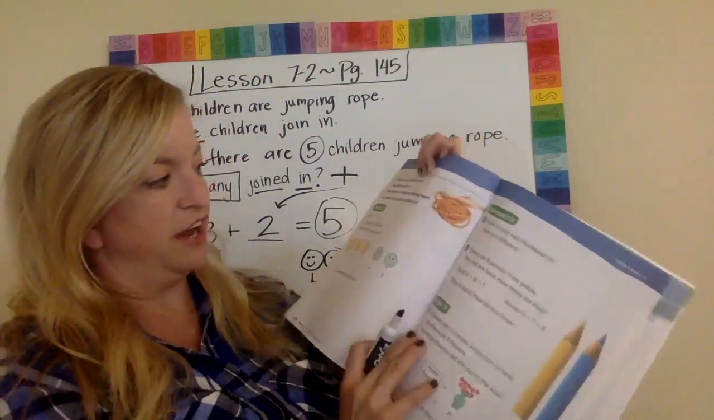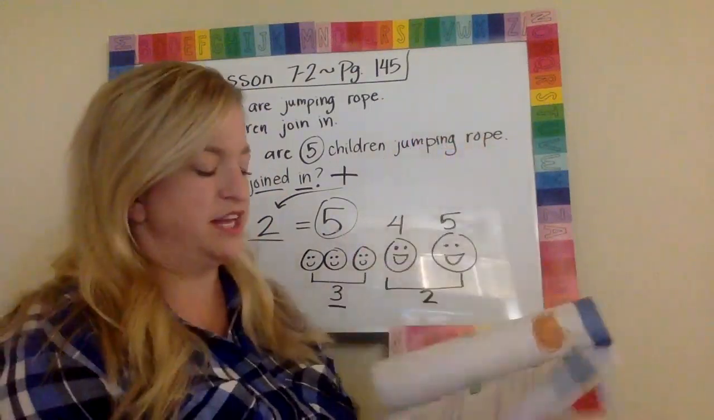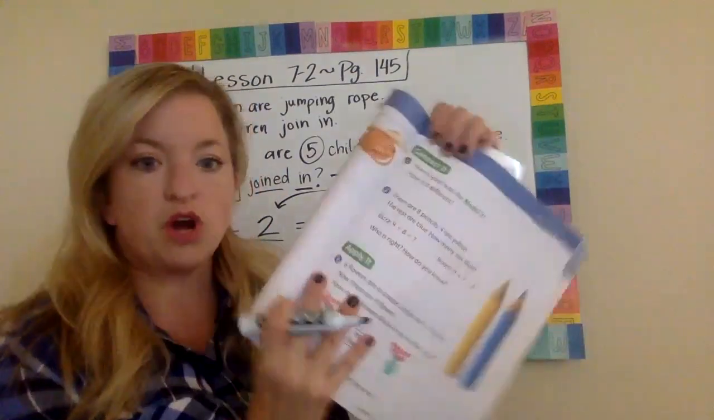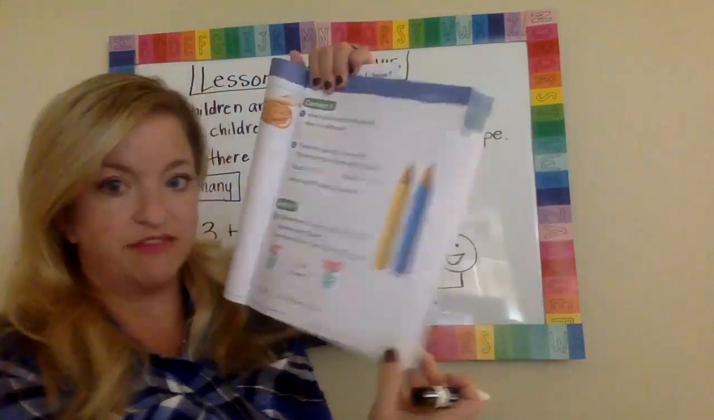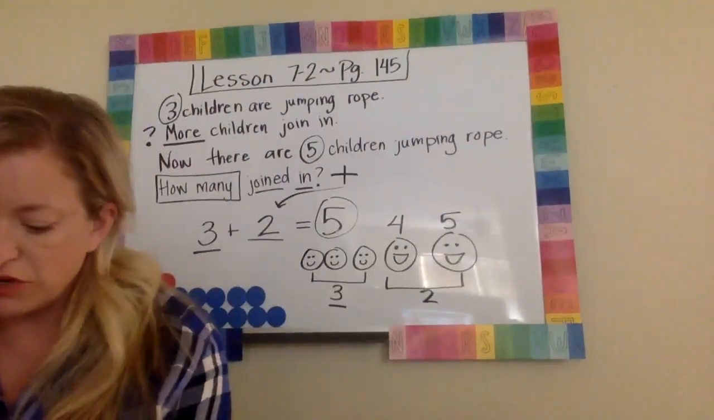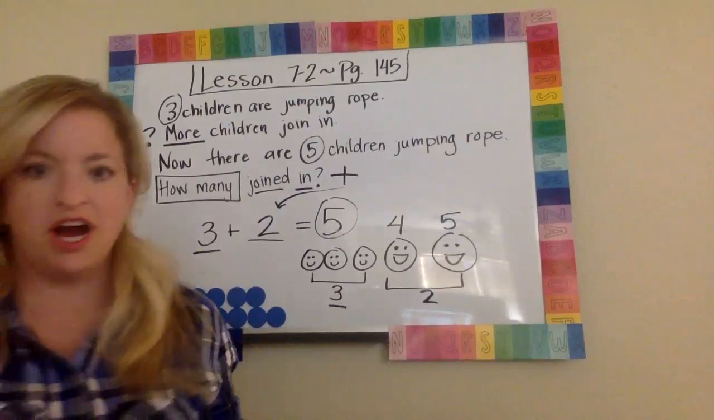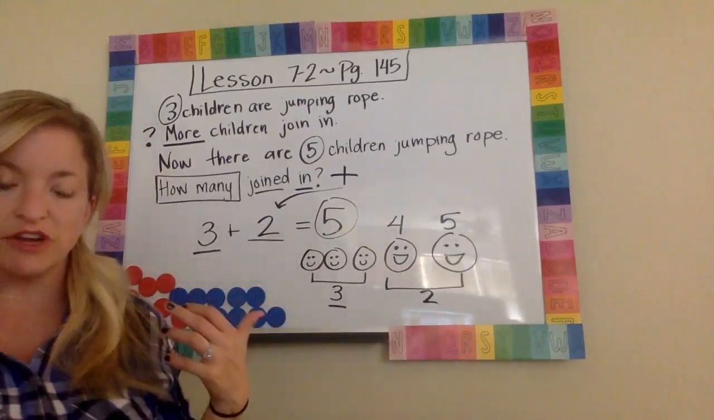2 more makes 5. All right, now we're on this page, which is page number 147 at the bottom. So page 147, it just wants you to compare how is it like model it and how is it different.